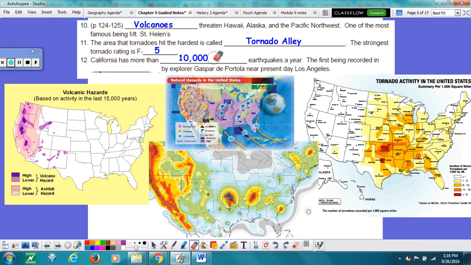California has more than 10,000 earthquakes a year. The first being recorded by a guy named Gaspar de Portola, and this was recorded back in the 1700s. Okay, looking at the map down here, if you take a look at places like Oklahoma into Kansas, areas here along the Mississippi River, and then also along the west coast, these are some of the most active fault lines when it comes to earthquakes.